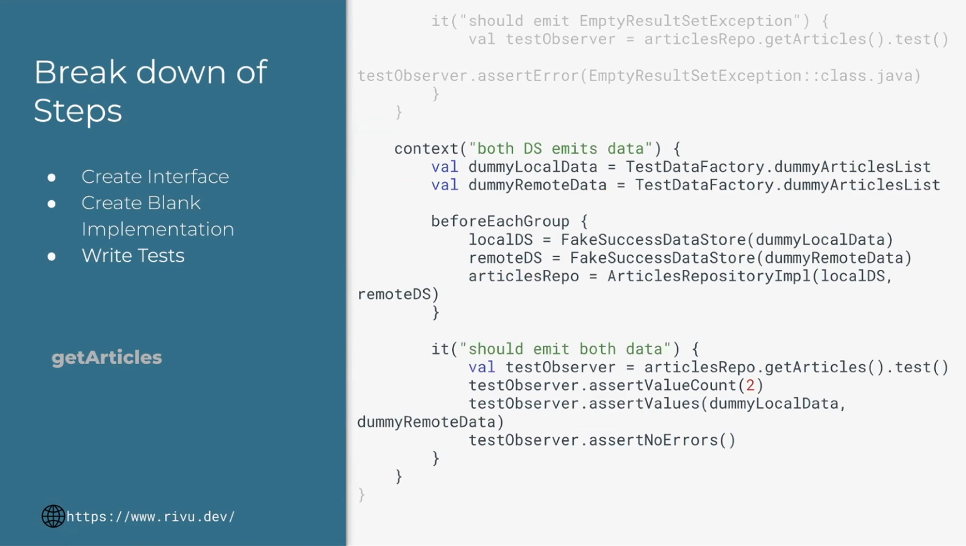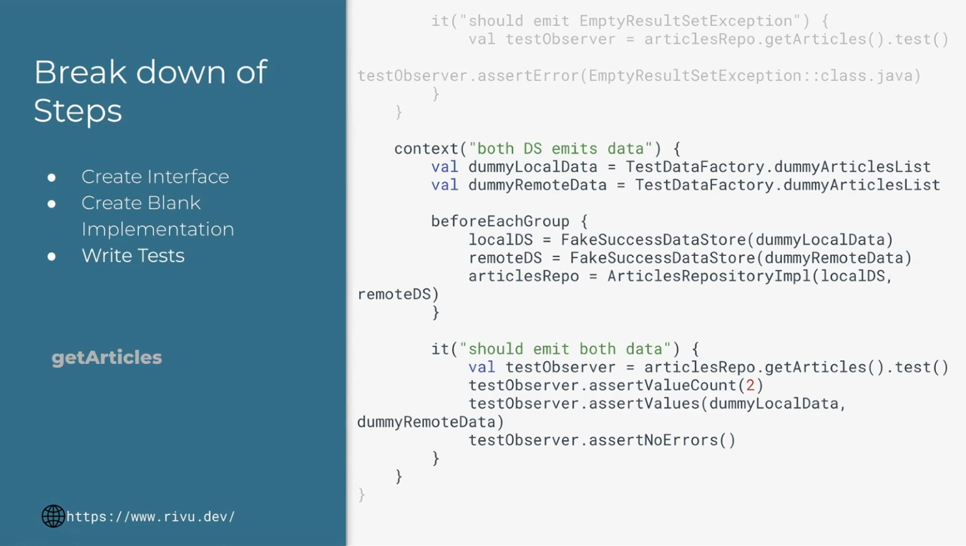right? So what should happen when both data stores emit data? You should first show the data from the local DS, and then you should show the data from the remote DS, right? So you should receive both the data. I have two stubs here. The test data factory creates the stub for you, and it's randomized, so dummy local data and dummy remote data are not the same.